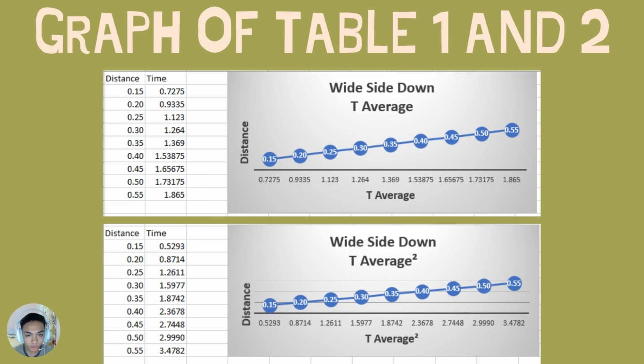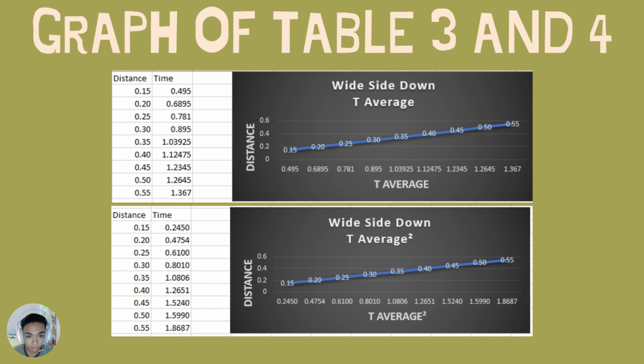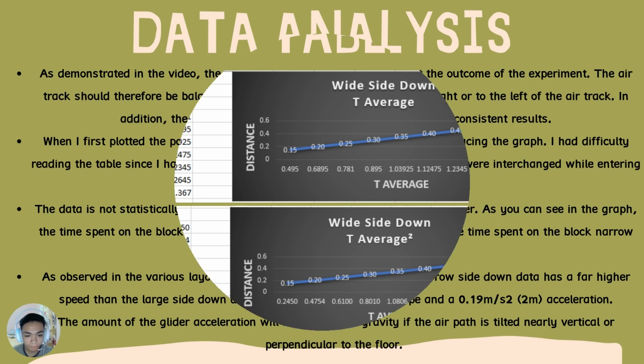So let's move on to the graphs of tables 1 and 2. These are the straight line graphs, as you can see, of the black wide side down data. And this is the graph of tables 3 and 4. These are the straight line graphs of the black narrow side down data.